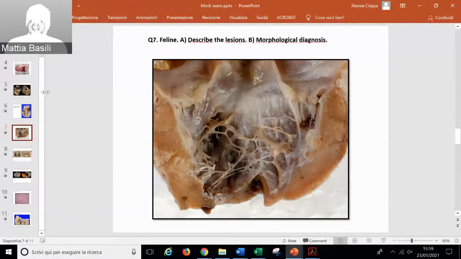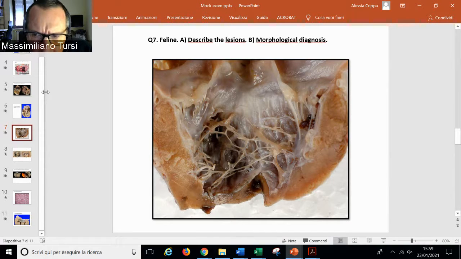Also, Massimiliano, I wanted to ask, I understand that it's incorrect then to call these endocardial fibroelastosis, right? That's correct. It is correct. Okay, because I got it. Okay, perfect.